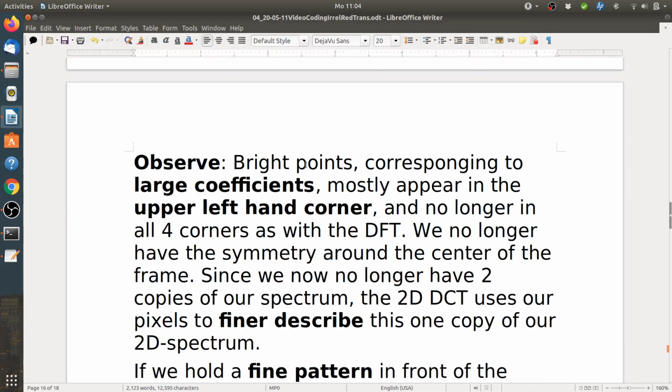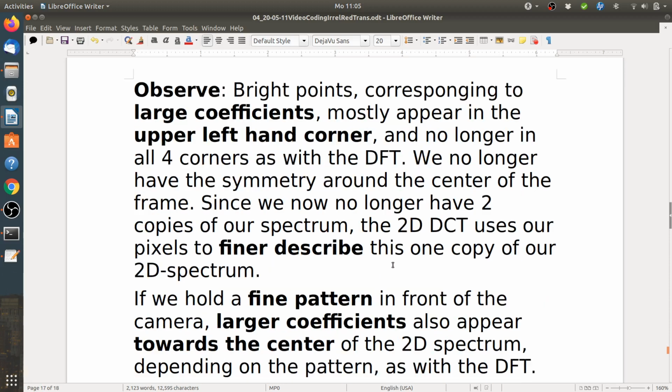Yeah, so we observe bright spots corresponding to large coefficients, which mostly appear in the upper left-hand corner and no longer in all 4 corners as with the DFT. We no longer have the symmetry around the center of the frame. Since we now no longer have 2 copies of our spectrum, the 2D DCT uses our pixels to finer describe this 1 copy of the 2D spectrum. So we have 2 copies in 1D, which means we have 4 copies in 2D, right? So in 2D it's even worse.